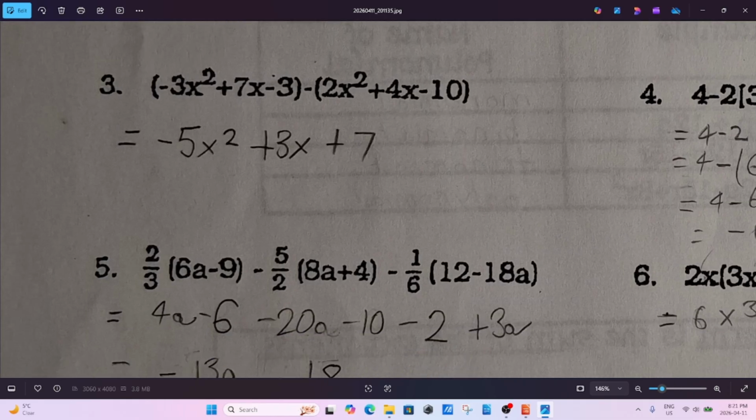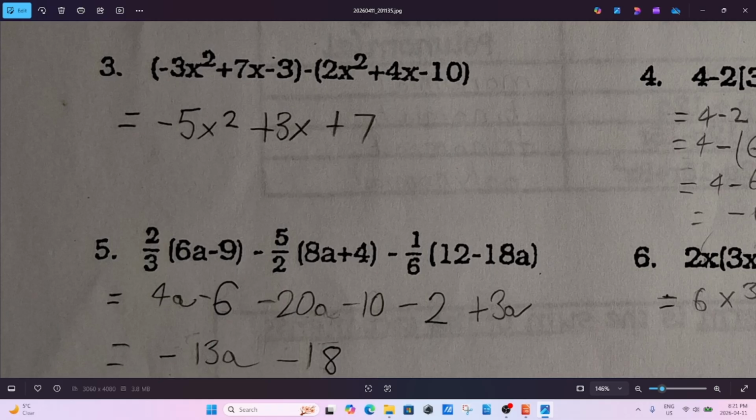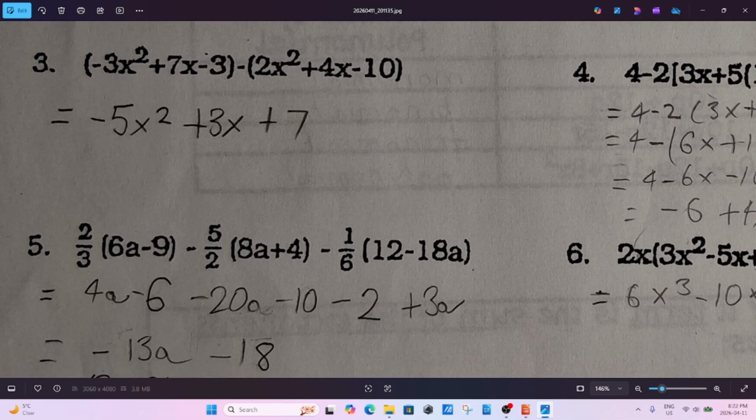Question 3. Negative 3x squared plus 7x minus 3 minus 2x squared plus 4x minus 10. So we look at the first x squared terms, negative 3x squared minus 2x squared gives you negative 5x squared. And then we have the 7x minus 4x gives you 3x. Then you have minus 3 minus minus 10. So that's like minus 3 plus 10, which gives you a plus 7 at the end.